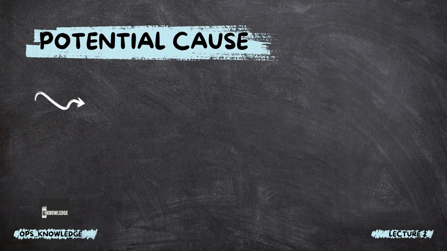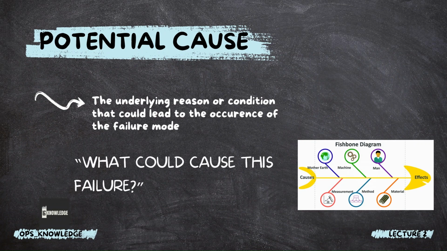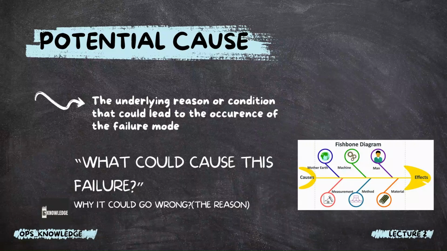Now let us go to the next slide and understand what is a potential cause. According to the definition, the underlying reason or condition that could lead to the occurrence of failure mode. The question could be, what could cause this failure, or why could it go wrong? That is the reason. On the right side, we could see the fishbone diagram or the Ishikawa diagram that gives what could be the root cause for any kind of failure mode.